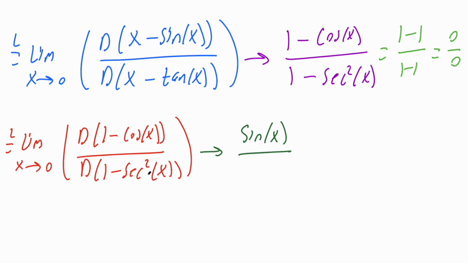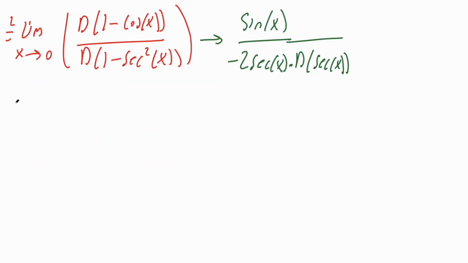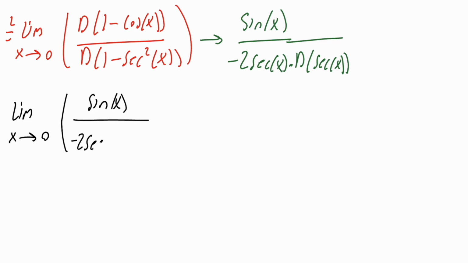And now in this piece, we have to go ahead and use the chain rule. So we're going to get negative 2 secant x times the derivative of secant x. Okay, let's clean it up. So we have the limit as x approaches 0. Again, the numerator stays, so we have sine x divided by negative 2 secant x times the derivative of secant x, which is going to give us secant x tan x. So we'll put secant x times tan x.